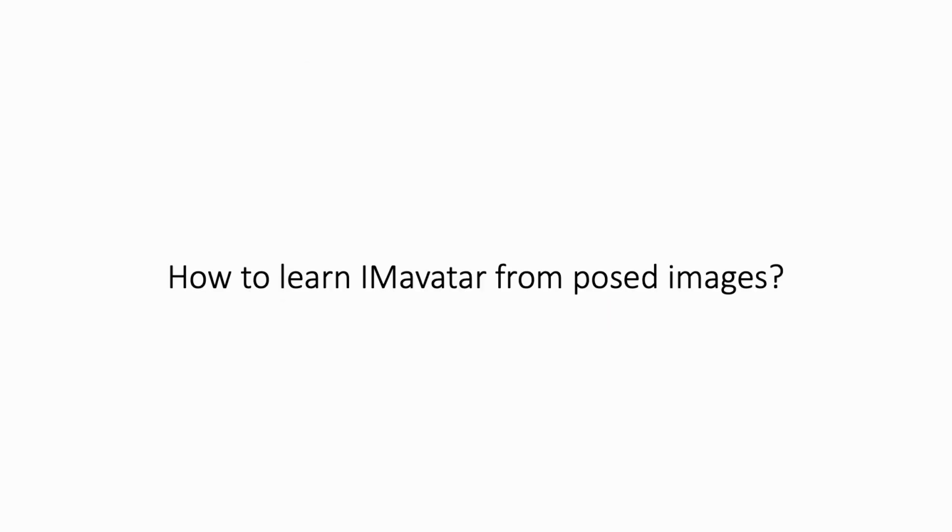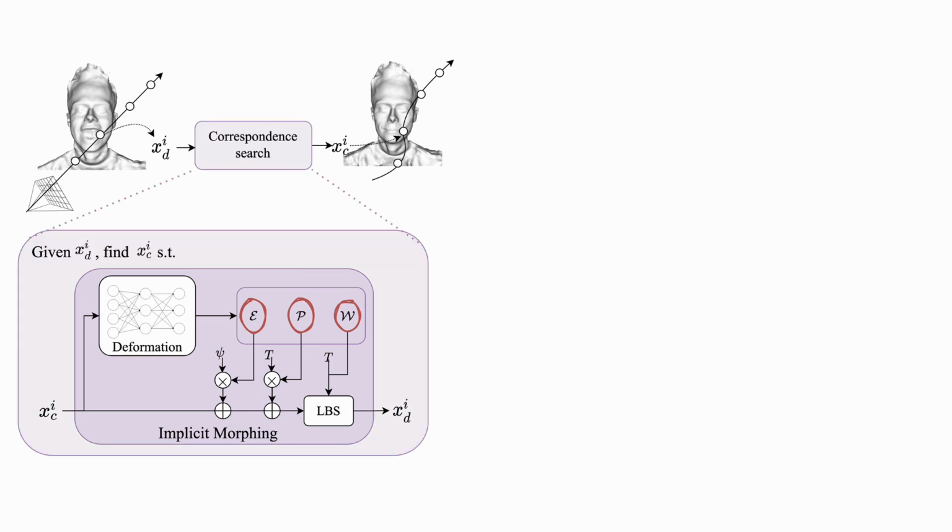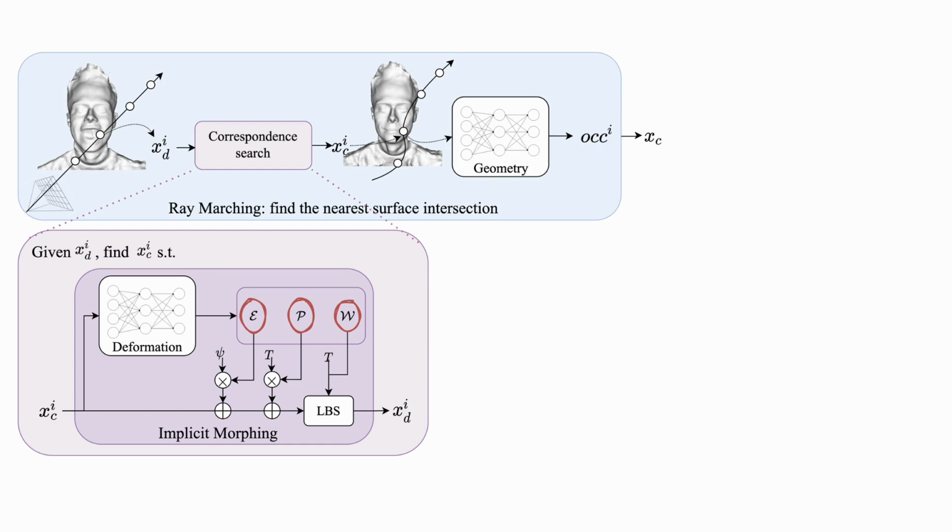Next, let's look into how to learn IMAvatars from posed images. We first perform ray marching in the deformed space. Then, for each deformed point, we need to locate its correspondence in the canonical space where the geometry field is defined. However, the location of the canonical point x_i^c is only implicitly defined. Therefore, we leverage correspondence search to find the canonical location x_i^c in an iterative manner. We can then determine the occupancy value of the sampled points by querying the geometry network and locate the nearest surface intersection for each pixel.